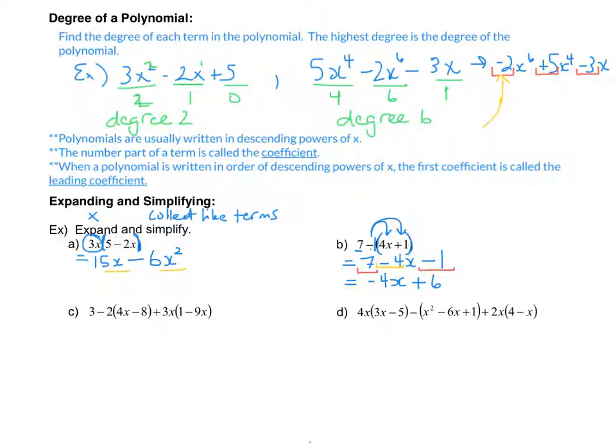My leading coefficient then is the -4. Now this is a degree 1 polynomial, and we know degree 1s would be linear. So if this was y equals -4x plus 6, that will graph as a line.